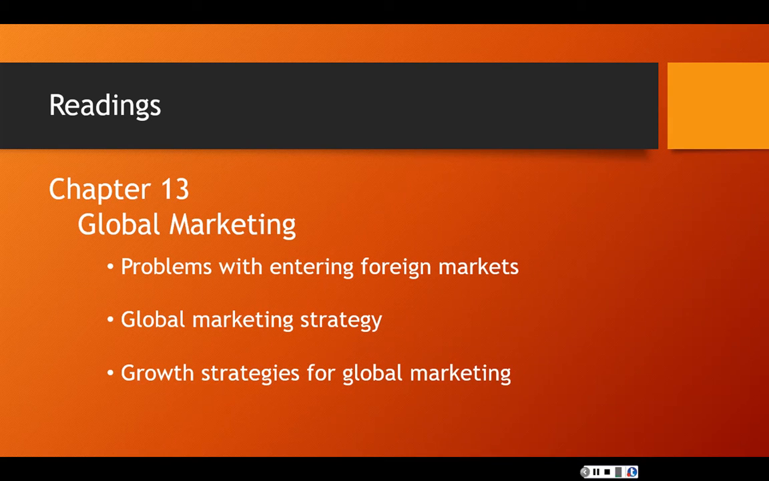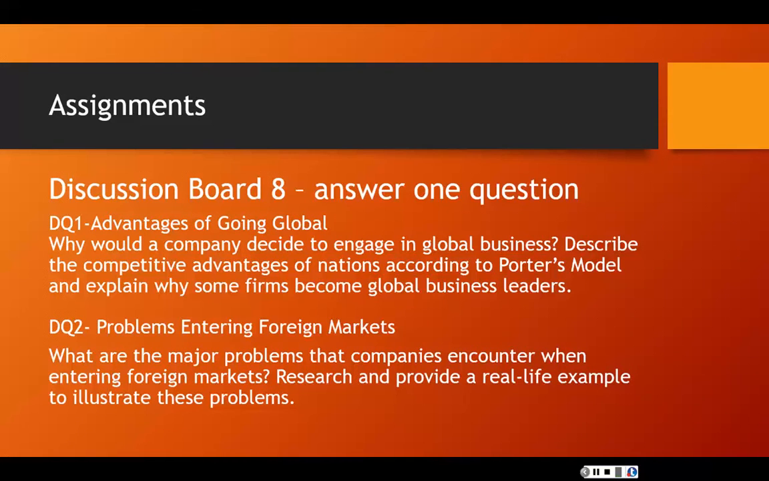And so this chapter talks about problems with entering foreign markets, global marketing strategies, and both of our discussion questions this week are from the global marketing topic. So the first one is called Advantages of Going Global, and the second one is called Problems Entering Foreign Markets. So the first question basically asks you about the good things, the good aspects of going global. The second asks you about the problems. And as always, you're going to answer one of these questions by day 3. And then by the end of the week, you're going to post replies to other people. And hopefully by now you understand the expectations of our discussions.